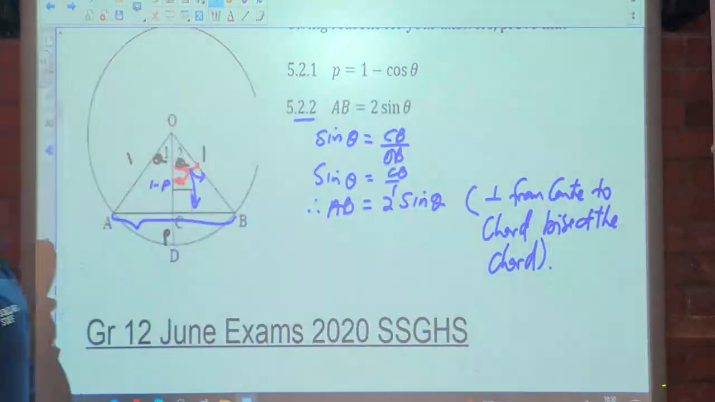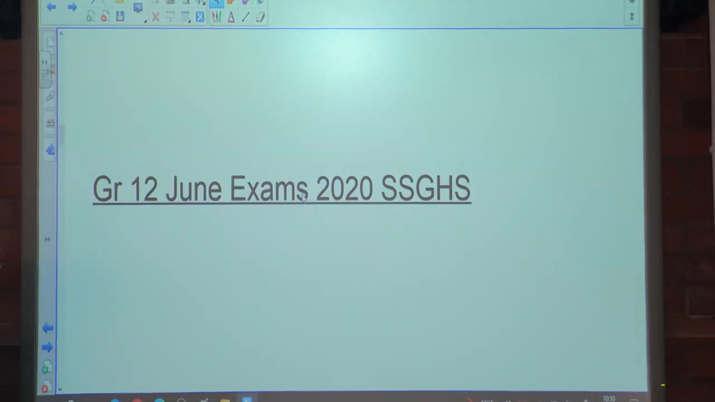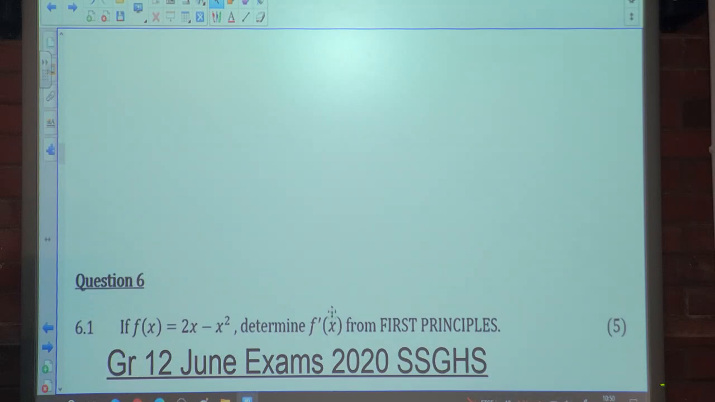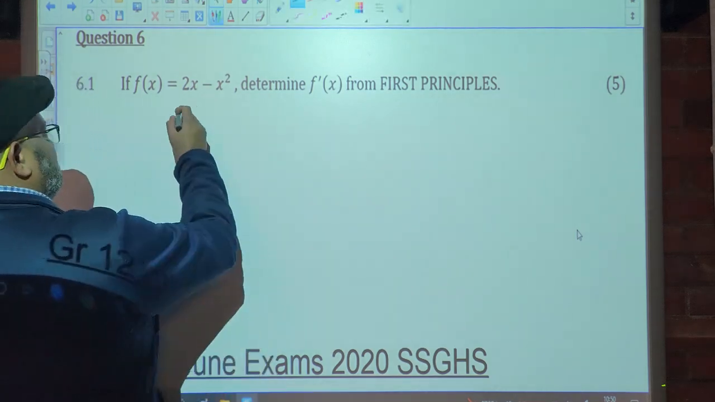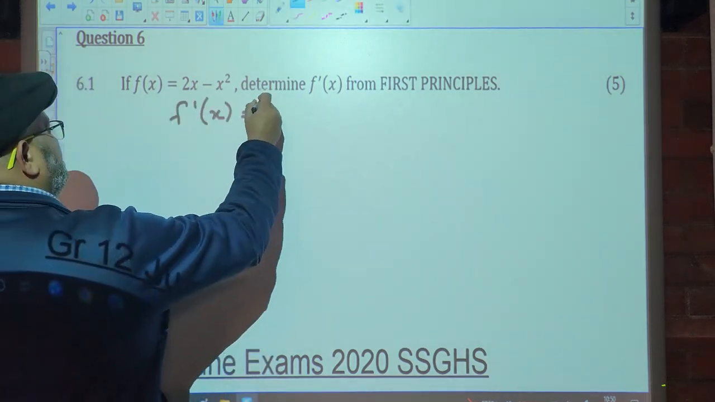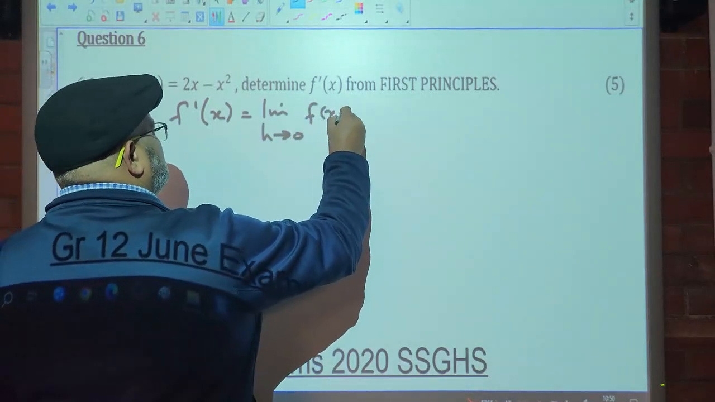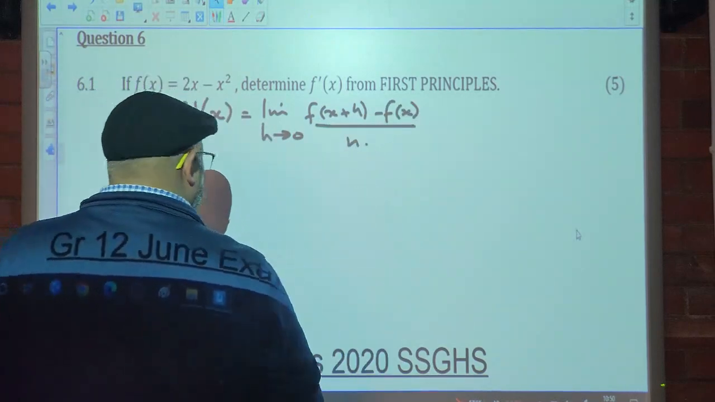It was fairly simple. So this has Euclidean and heights and distances, or your geometry and your trigonometry. Well, let's look at number 6. Question 6.1. If f of x equal to 2x minus x squared, determine f prime x from first principles. So I must apply the whole story. F prime x equals the limit as h approaches 0 of f of x plus h minus f of x all over h.